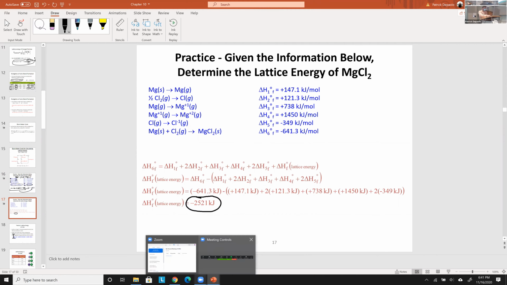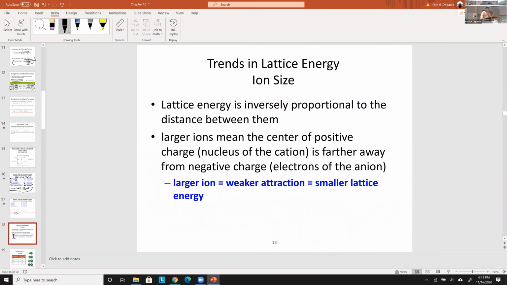All right, switch gears. So here we go about lattice energy in terms of ionic size. We already kind of touched on this, but if you have larger ions, the center of the positive charge is further away from the negative charge. That makes sense. The radiuses are larger and the nuclei are further apart. So larger ions mean weaker attraction, which means a smaller lattice energy.